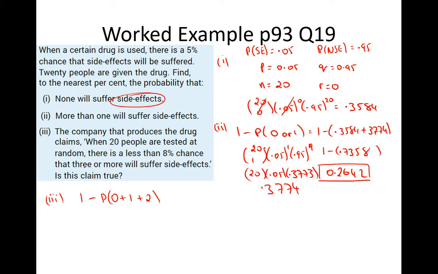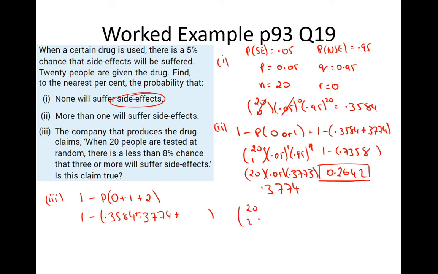So in that case there, we're talking about the probability of 3 or more is the same as saying 1 minus the probability that none have side effects, or 1 have a side effect, or 2 have a side effect. Okay, so let's work it out. Probability of none, we already have some of these. 1 minus, what's the probability of none? Well, that's up here, 0.3584. What's the probability of 1 having a side effect? 0.3774. So I'm going to add those. And now what I've got to do is work out, well, what's the probability of 2 having side effects?